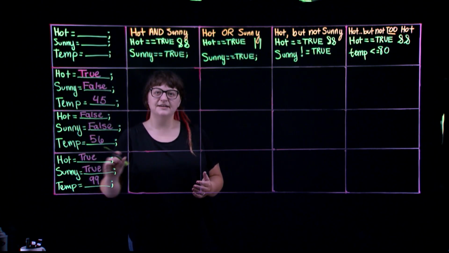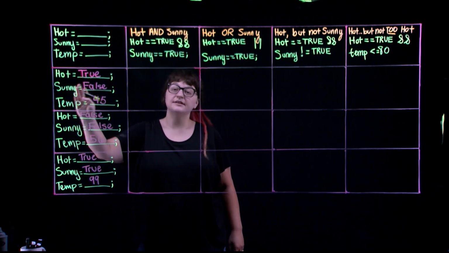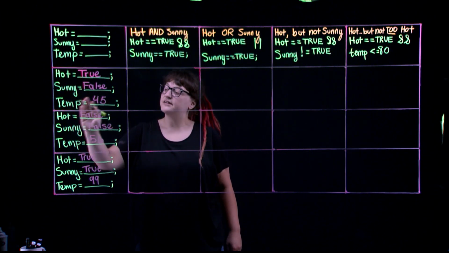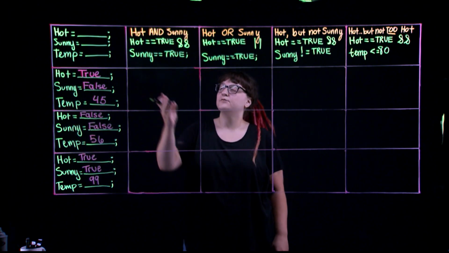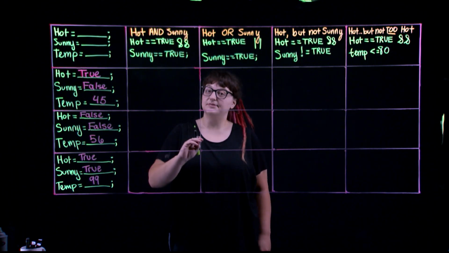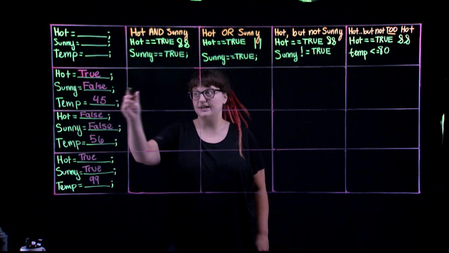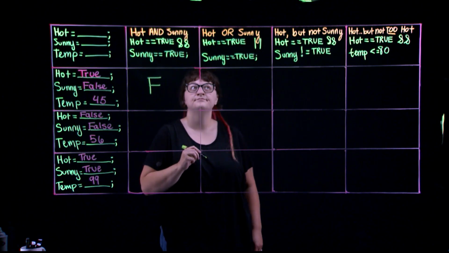Okay, so now that we have our conditions, we can begin evaluating our statements using the values here in our test column. So in our first one, hot is equal to true, sunny is currently false, and temp is 45. If we look at our first evaluation, we want hot to be true, so that would check out, and we want sunny to be true. In this case, it is not. So this statement as a whole is going to be false.